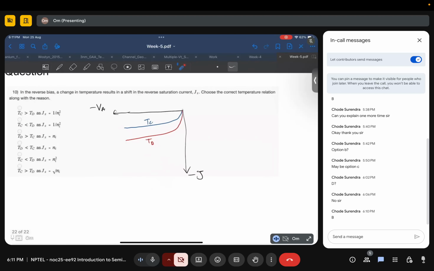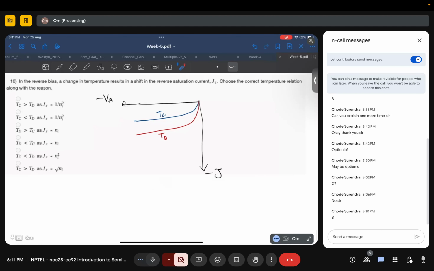Okay, so this is the last question for today. Please try to solve this. So this is an IV characteristic in reverse bias, right? There would be a forward part also, but for now you can ignore it. It would be something like this. Currently focus on this reverse part.